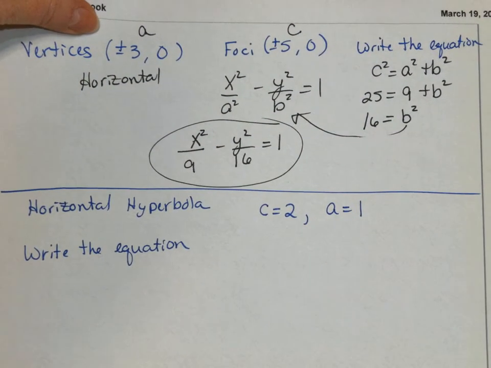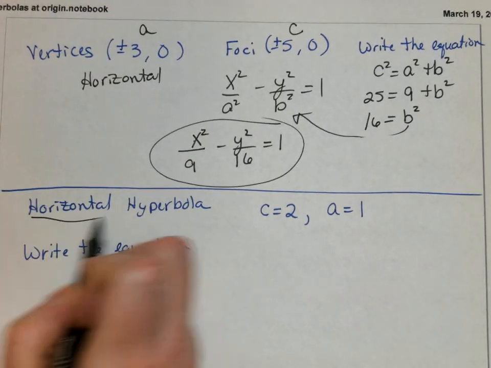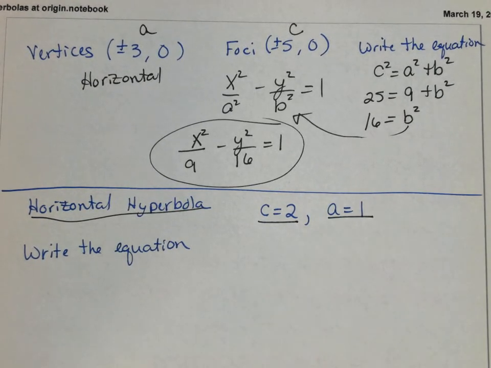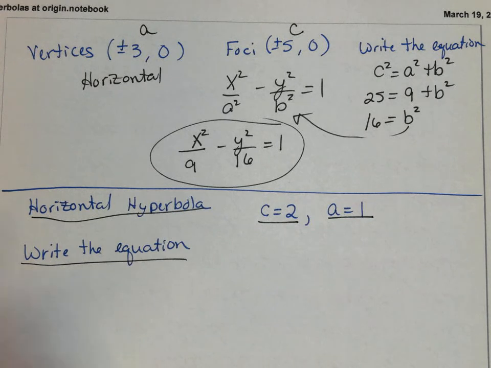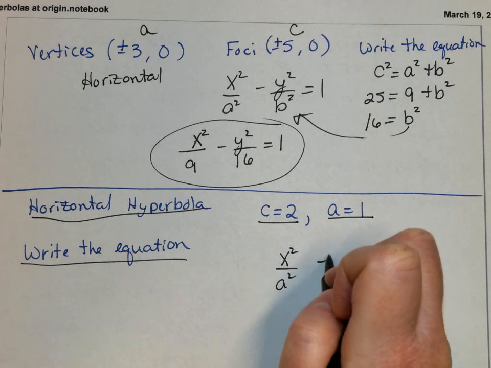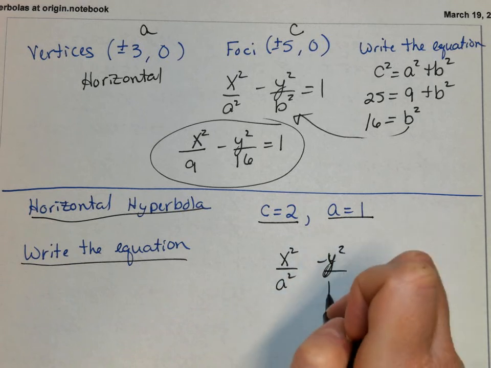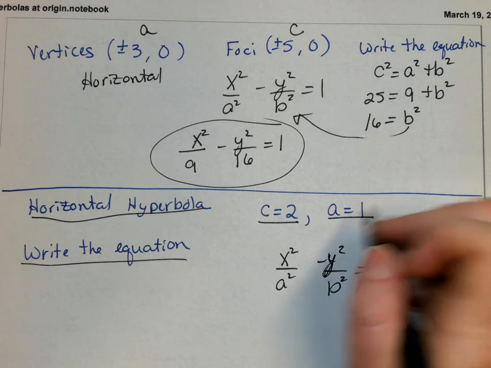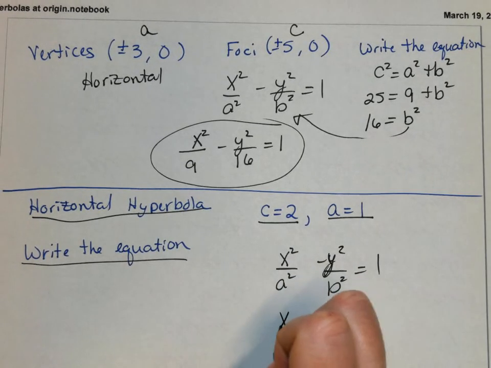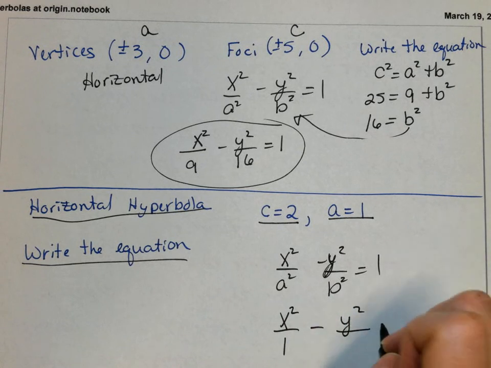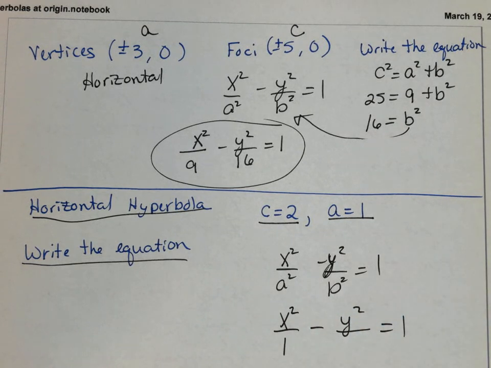Okay, in this case I tell you it's a horizontal hyperbola. I tell you the value of C, I tell you the value of A, and I ask you to write an equation. So I know it's horizontal, which means it's going to be X squared over A squared minus Y squared over B squared equals 1. I know that. I also know that A is 1, so it's going to be X squared over 1 minus Y squared over something equals 1. All I need to find is B squared.